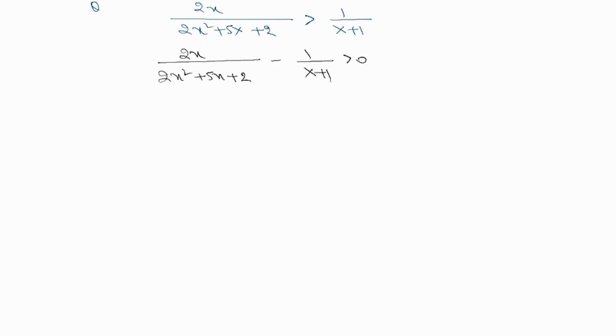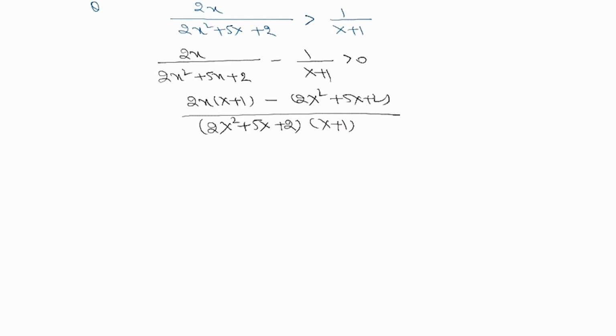So if I solve it, I'll get 2x into x plus 1 minus 2x square plus 5x plus 2 upon 2x square plus 5x plus 2 into x plus 1, and it should be greater than 0. So 2x square and 2x square will cancel. I'll get minus 5x plus 2x, minus 3x, and then minus 2. So I'll take minus common. So I'll get minus 3x plus 2.